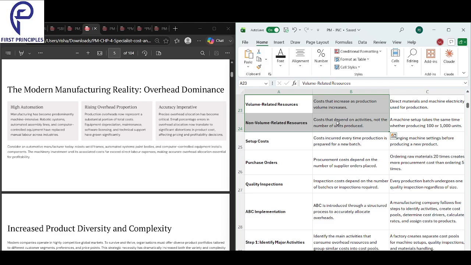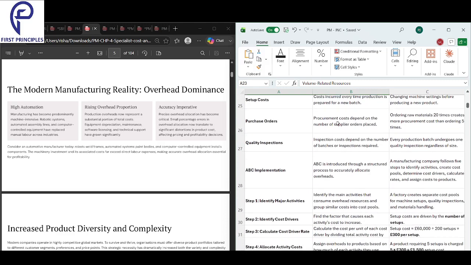Any cost related to volume is a volume related resource. Any cost not related to volume is a non-volume related resource. It just comes down to whether it relates to volume or not. Cost that increases as production increases is called volume related resources. Anything that depends on activities, not on volume, is called non-volume related resources. Anything that increases with production is volume related, and otherwise it is non-volume related.